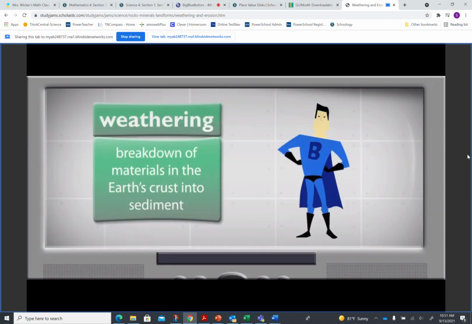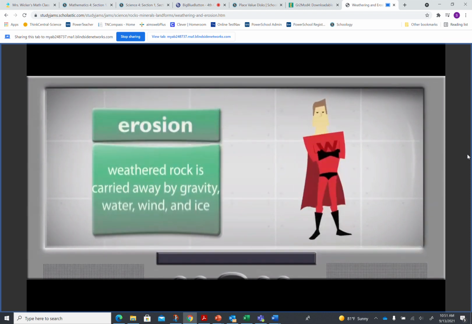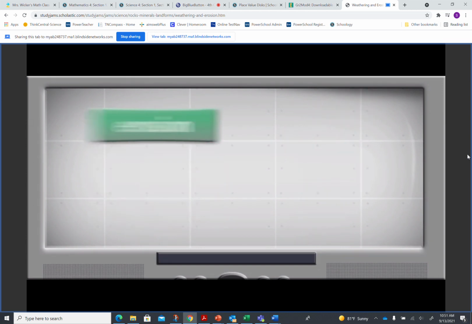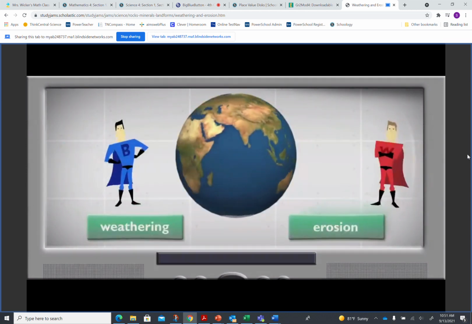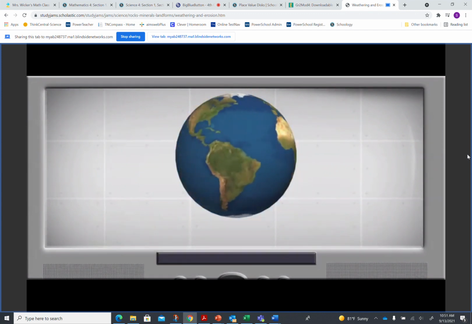Weathering is the breakdown of materials in the Earth's crust into sediment. If weathering were a superhero, it would be Breaker. Actually, that sort of makes sense. Erosion is when weathered rock is carried away by gravity, water, wind, and ice. If erosion were a superhero, it would be Whoosh. You're right. Weathering and erosion work together and change the Earth, just like a pair of superheroes.